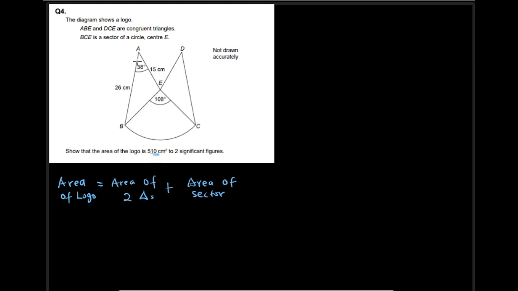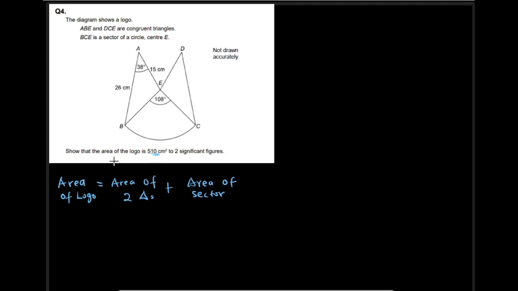Now remember, the two triangles are congruent. That's to say their sides are equal, their angles are equal, and their areas too will be equal. So if this is 26, here will be 26, this is 15, this is 15, this is 38, this will also be 38. Now let's calculate the area of one of them, and then we'll multiply it by 2, and that will give us the area of the two triangles.